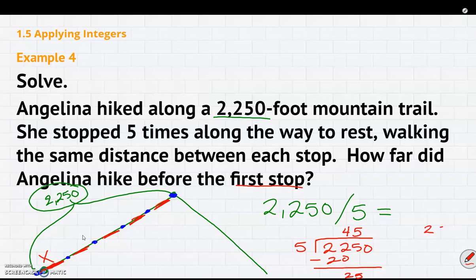So I'm going to rewrite up here. 25. Okay, and 5 times 5 is 25. And I subtract and get 0. But I still have a 0 left over. Okay, so that's just going to come down. I already got a remainder of 0, but I still had a 0 left over. So that's going to come up and be 450. So when you divide, you get 450 feet. So each one of these little treks is 450 feet, meaning the very first one is also 450 feet.